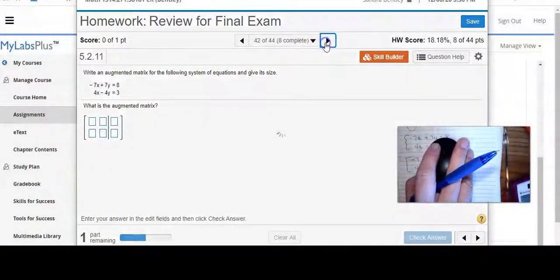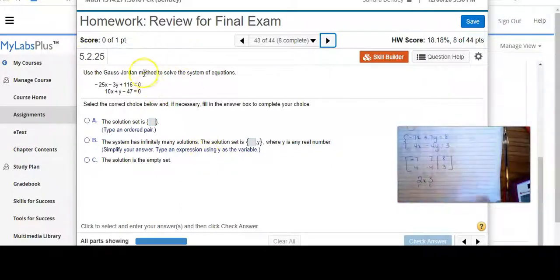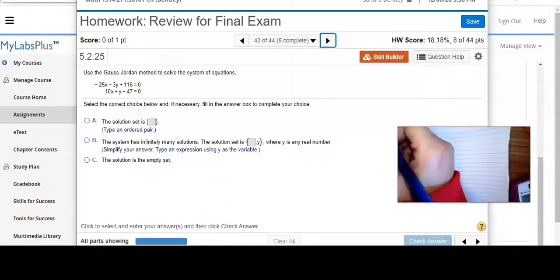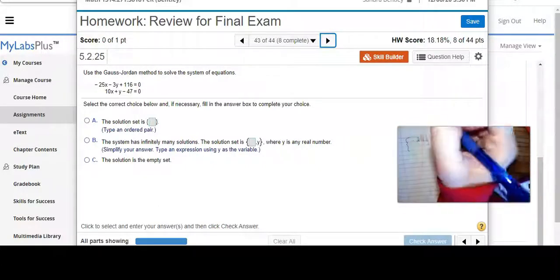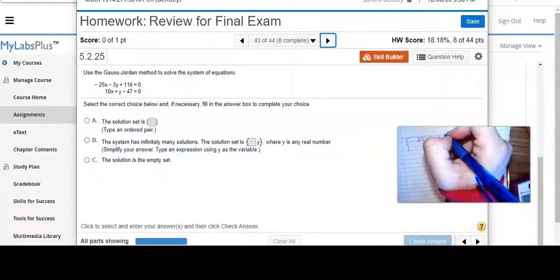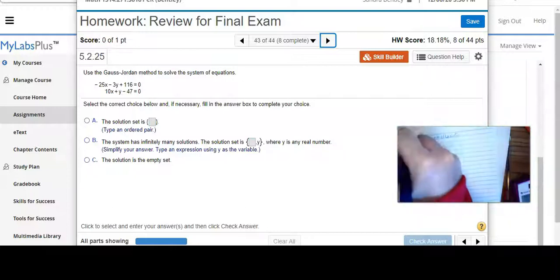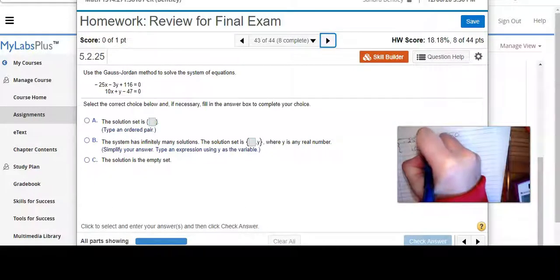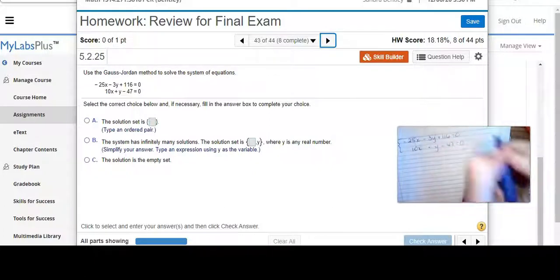All right. Use the Gauss-Jordan method to solve the system of equations. So I'm going to use either substitution or elimination. And I'm betting it's going to be substitution. So what I have is my system: negative 25x minus 3y plus 116 equals 0. And then I've got 10x plus y minus 47 is also 0.